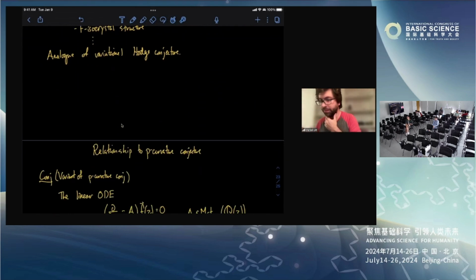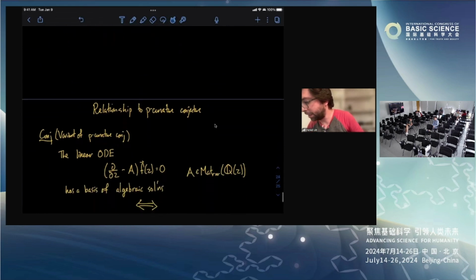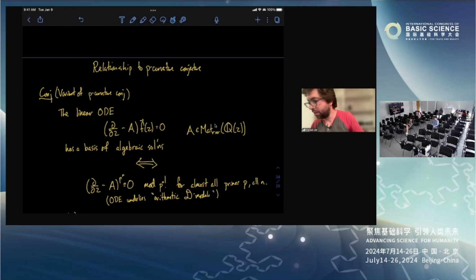So let me just finish up by discussing a little bit the relationship to the classical p-curvature conjecture. So let me describe, I think, a variant of the p-curvature conjecture. So remember, the p-curvature conjecture says you start with some ODE of the following shape: d/dz minus A times f of z is 0, where A is some matrix of rational functions. And you want to know when this has a basis of algebraic solutions. And the conjecture is that that's true.